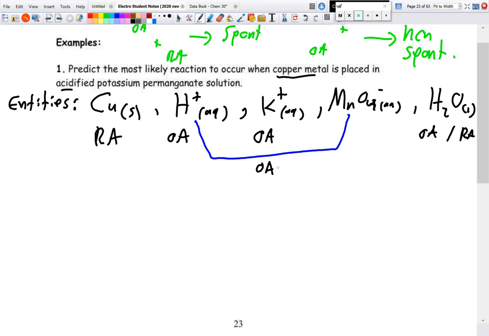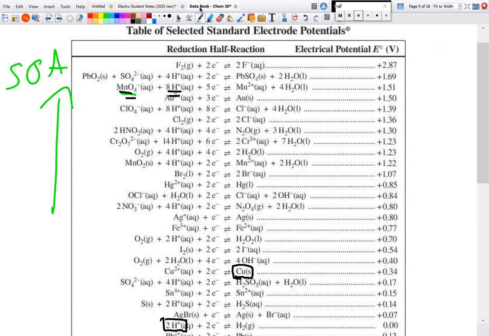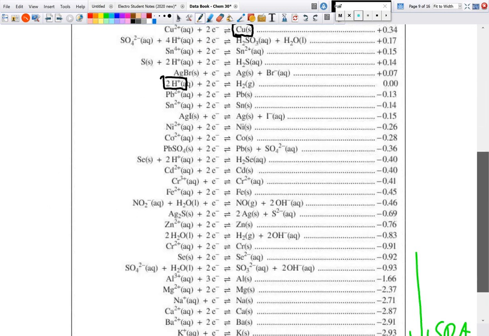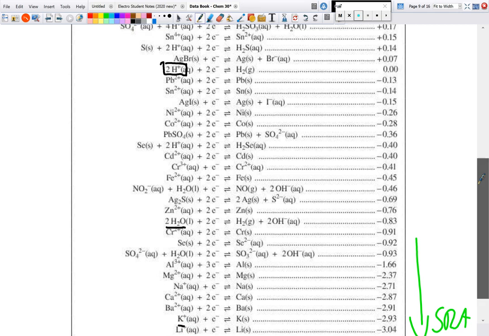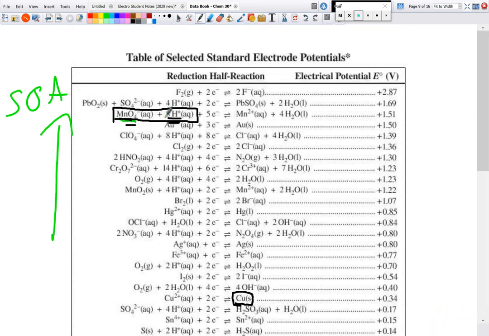Now it's just a matter of moving on to step 2 and identifying my strongest oxidizing agent and strongest reducing agent. That's once again going to your data booklet, knowing our strongest oxidizing agent is closest to the top left, and we see our acidified permanganate is definitely up above, it's the highest one there. Hydrogen's all the way down here, and water is even lower than this, and potassium's all the way down here. So we have our acidified potassium permanganate as our strongest oxidizing agent.